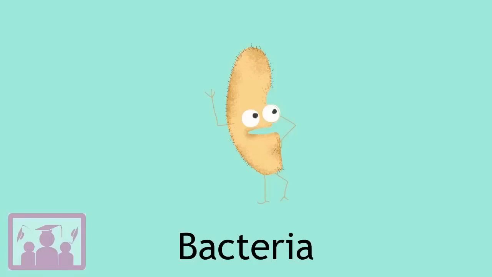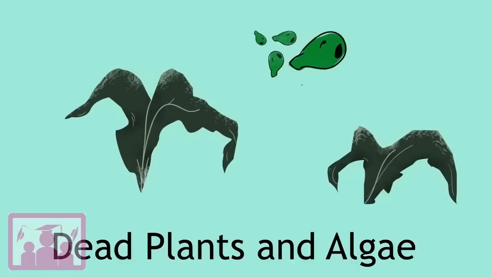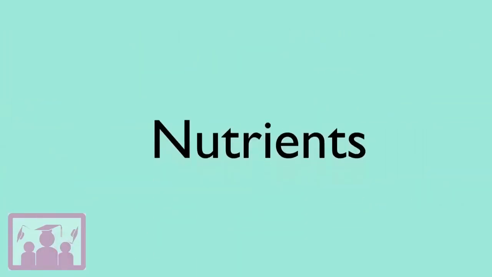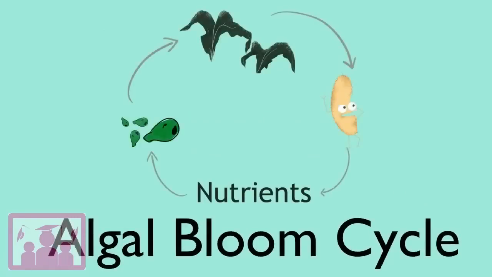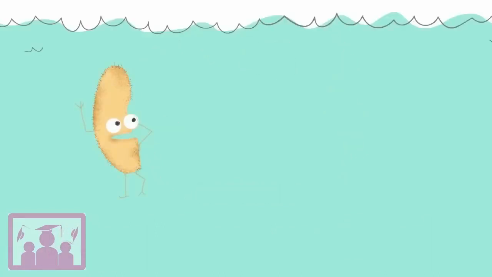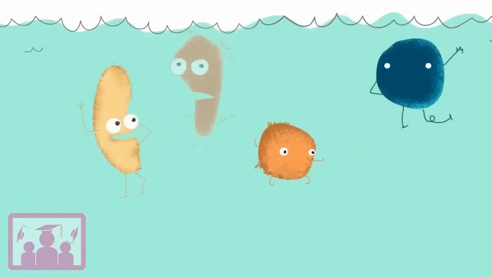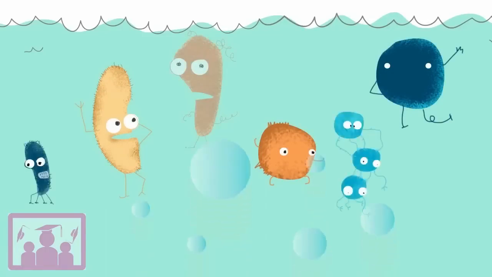Next, bacteria start to break down the dead plants and algae, and that releases more nutrients back into the water, continuing the algal bloom cycle. The bacteria, with a continuing supply of food, reproduce into much larger numbers, consuming oxygen as they grow and respire.